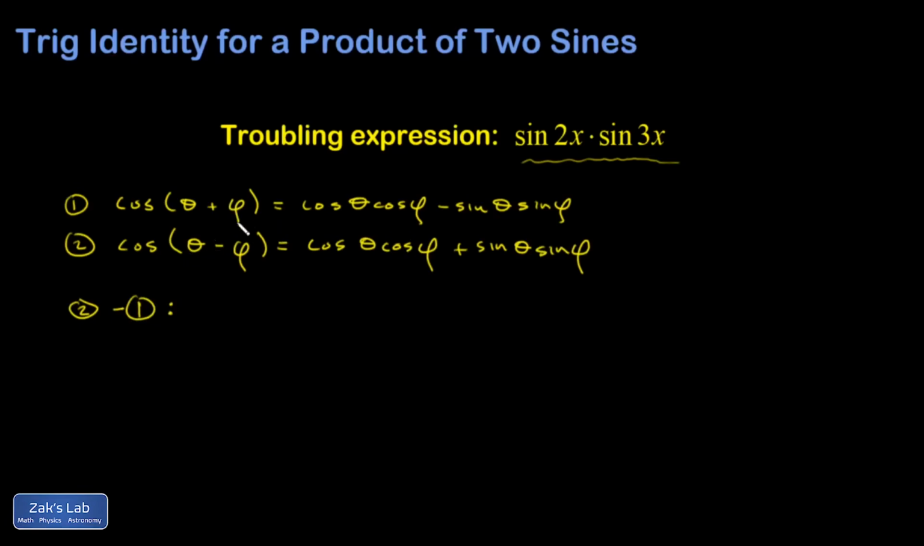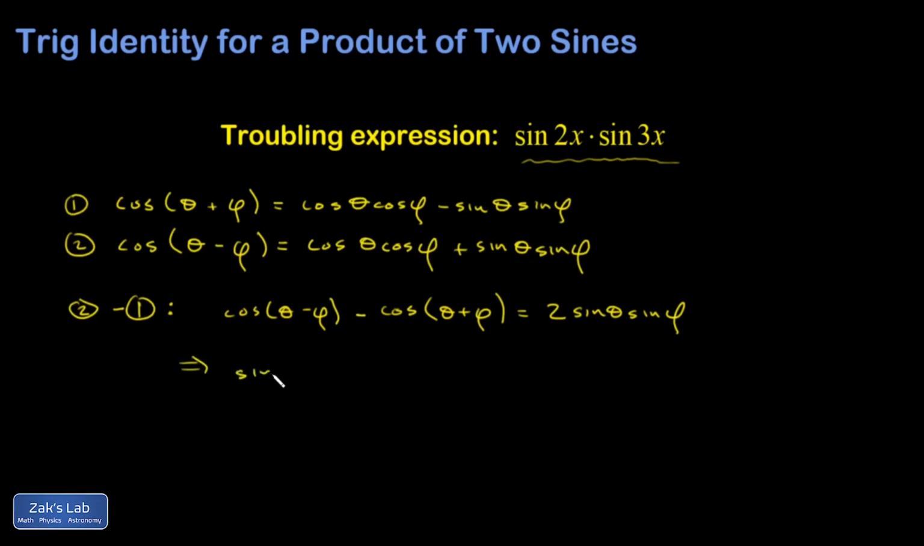So I would get cosine theta minus phi minus cosine theta plus phi. On the right hand side, cosine theta cosine phi minus another copy of itself, which gives you 0, and then sine theta sine phi minus negative sine theta sine phi, which is 2 of those terms, sine theta sine phi. Then all I have to do is divide by 2 and I've got my identity.